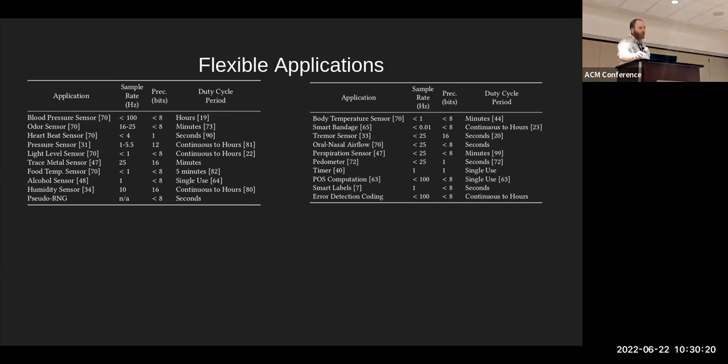We looked at 20 different flexible applications from a variety of different domains, including environmental monitoring, health, and biometrics, and fast-moving consumer goods. The first thing to note is that the applications sampled the environment at low rates, with no application sampling faster than 100 Hertz. Also, the data precision required by the applications is low, usually less than 8 bits, and oftentimes only a single bit.